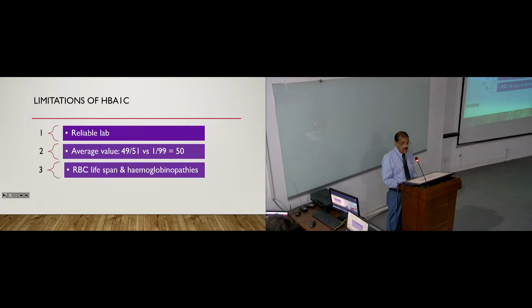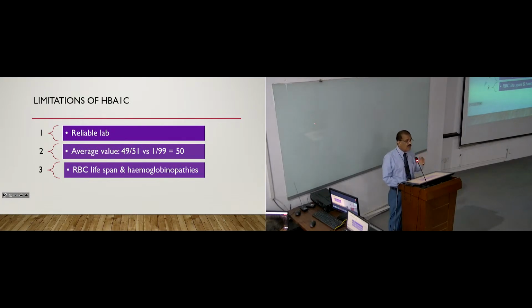RBC lifespan and hemoglobinopathies. If you have beta thalassemia major, you are unlikely to live long enough to have diabetes, because most people die at a very early age. In beta thalassemia minor, they do have beta chains, only in lesser quantities. In this case, you would probably be underestimating their true glycemic status from the HbA1c, but you will still be able to follow the trend. If the previous value was 8% and now it is 7%, you at least know that glucose is getting better.